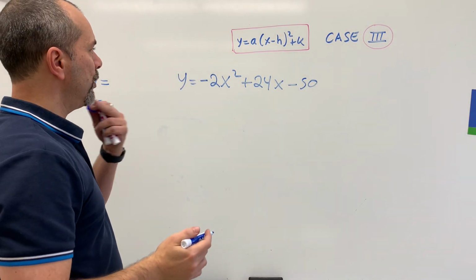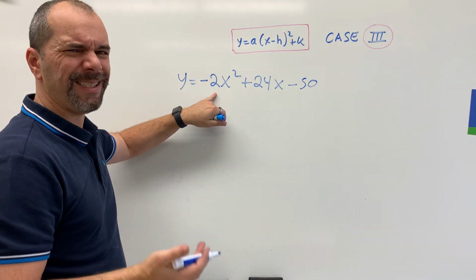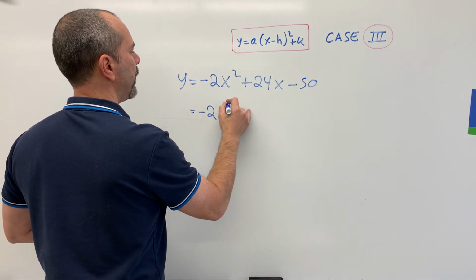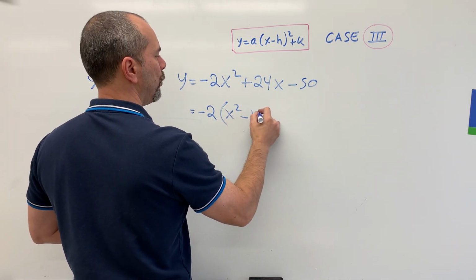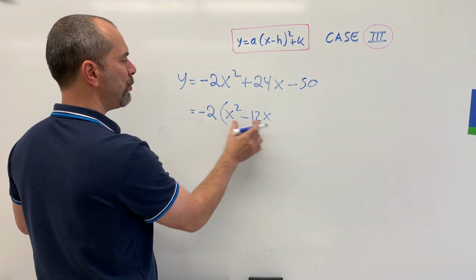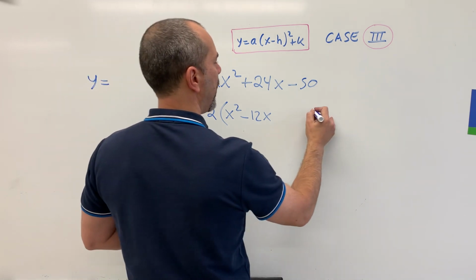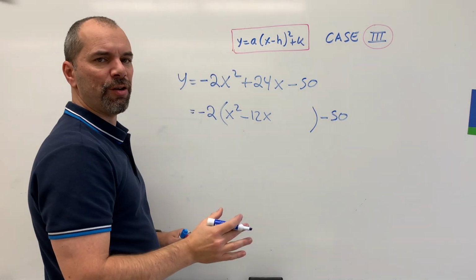Let's see. Well, it looks like we got 2 squares. It's a minus 2. I'm just going to factorize that minus 2, showing me that I got 2 brackets. That's going to be x squared minus 12x. Okay, minus 12x because 24 divided by minus 2 gives me minus 12. I'll leave some room for the adjustment, and then minus 50 stays over there.